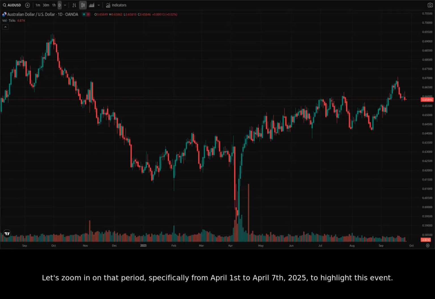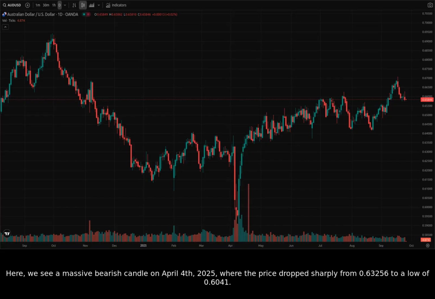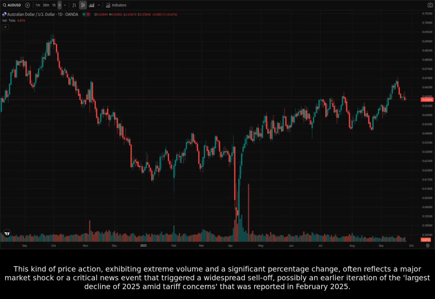Let's zoom in on that period, specifically from April 1st to April 7th, 2025, to highlight this event. Here, we see a massive bearish candle on April 4th, 2025, where the price dropped sharply from 0.63256 to a low of 0.6041. This kind of price action, exhibiting extreme volume and a significant percentage change, often reflects a major market shock or a critical news event that triggered a widespread sell-off, possibly an earlier iteration of the largest decline of 2025 amid tariff concerns that was reported in February 2025.